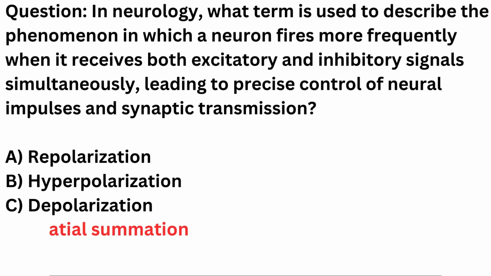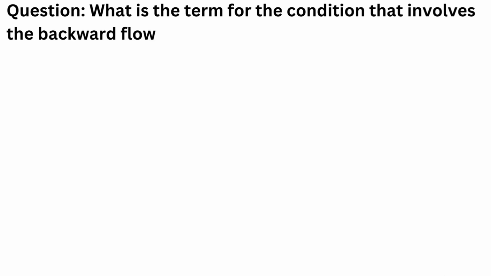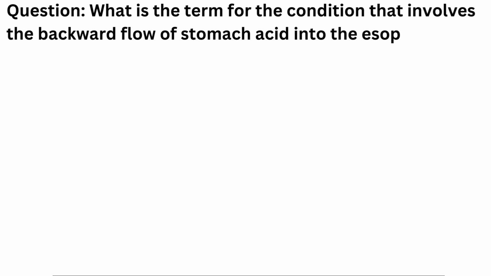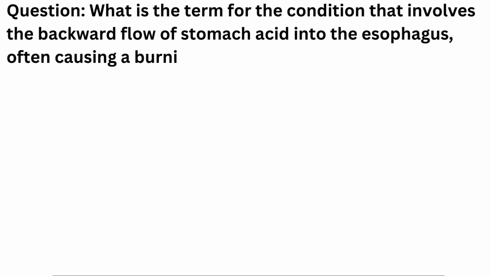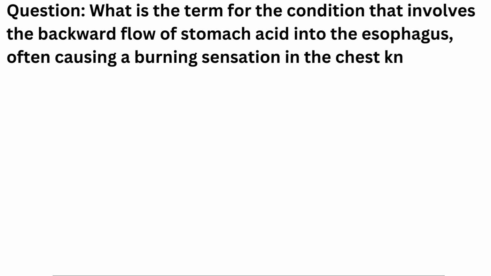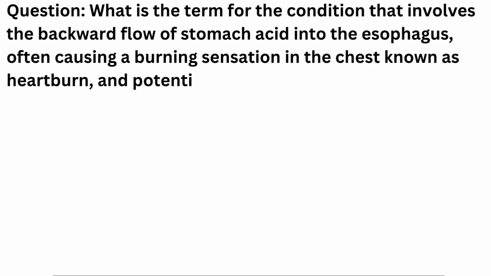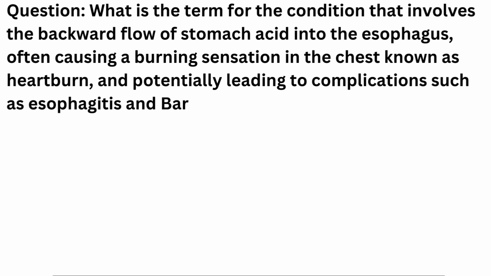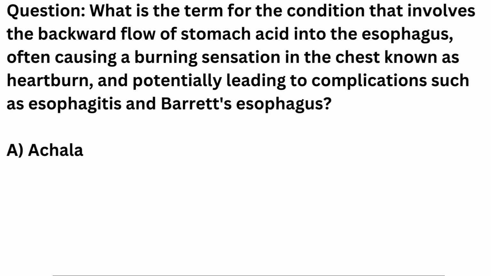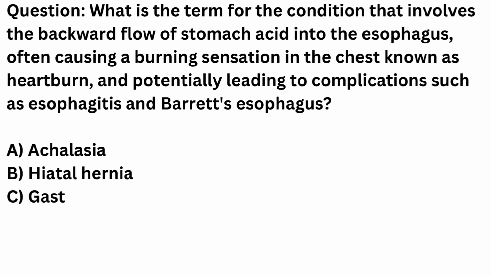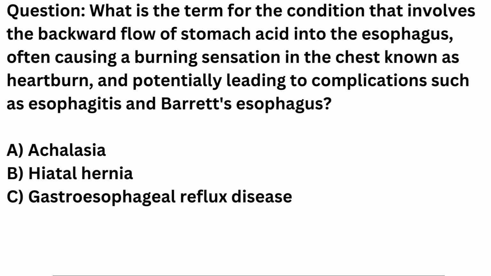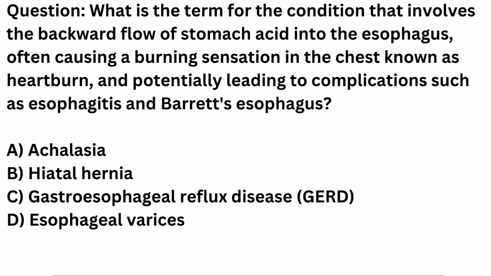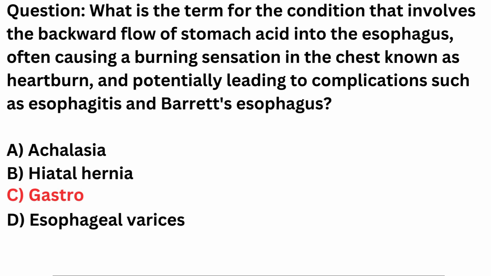Spatial summation. Question. What is the term for the condition that involves the backward flow of stomach acid into the esophagus, often causing a burning sensation in the chest known as heartburn, and potentially leading to complications such as esophagitis and Barrett's esophagus? A. Achalasia. B. Hiatal hernia. C. Gastroesophageal reflux disease. D. Esophageal varices. Correct answer is C.